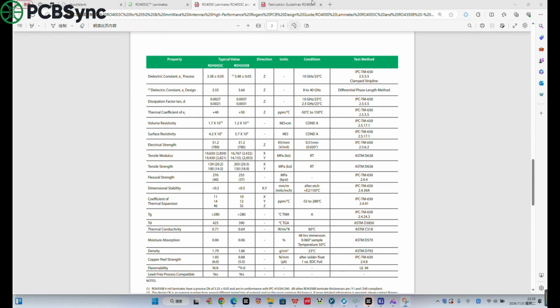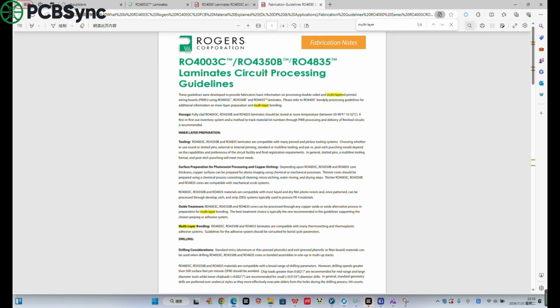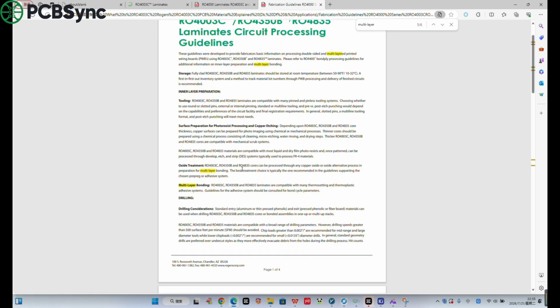In terms of the manufacturing and fabrication side of things, let's take a closer look at the official processing manual. One key practical advantage of using RO4003 is that it is fully and easily compatible with many common standard FR4 production processes used throughout the industry today. The Rogers Processing Guide also states that this type of material can use the common FR4 developing, etching, and stripping systems, but the drilling parameters cannot be directly copied from FR4.